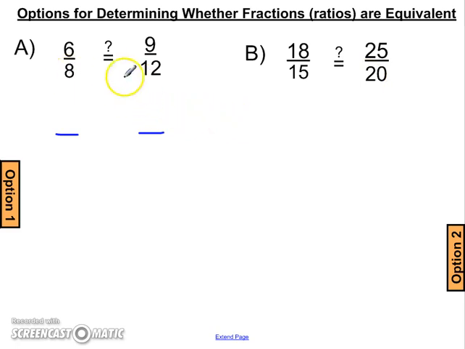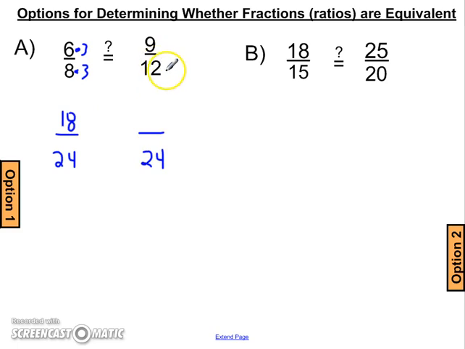Now, in this case, I know that 8 and 12 both go into 24, so I'm going to use 24. Okay, so 24ths. Now, 8 times 3 is 24. So I need to multiply my numerator by that same factor of 3. 6 times 3 is 18. Okay, now if I get 18 24ths over here, then obviously these are equal.